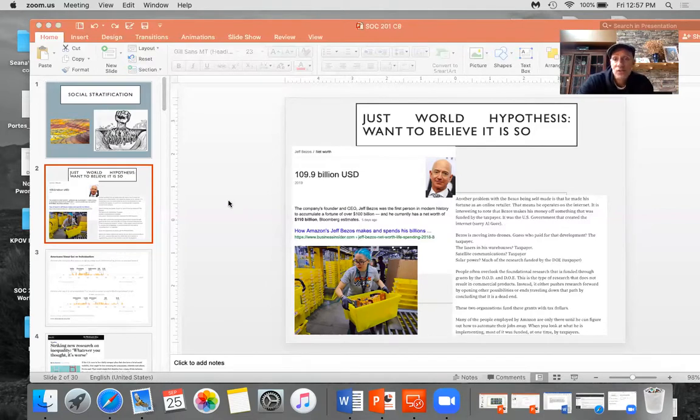Does race play a factor? Does gender play a factor? What about his background? What about his own family history? Where did he come from? These are the things. It's not only hard work, it's the individual within a context.